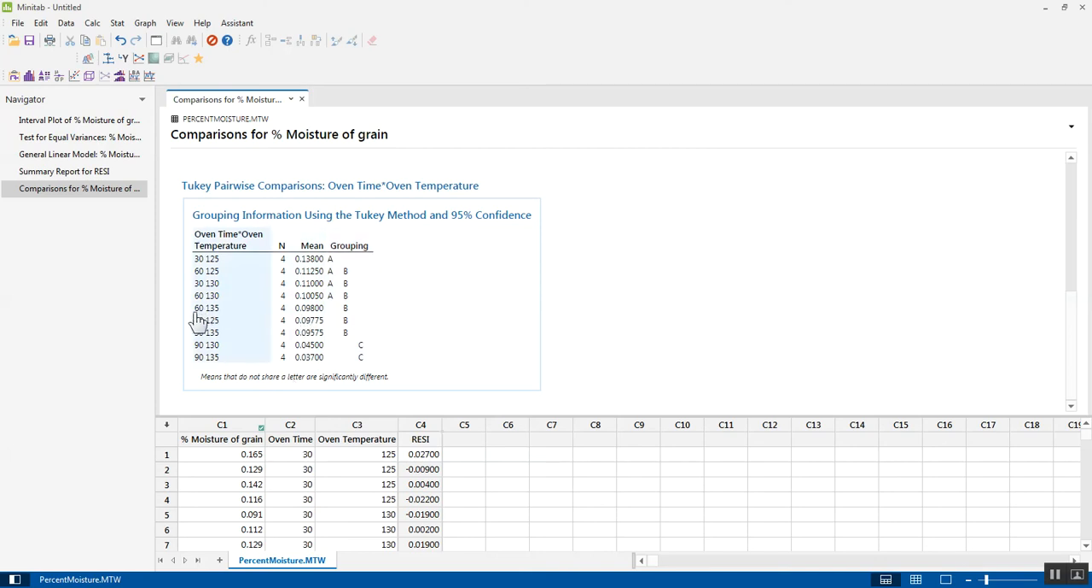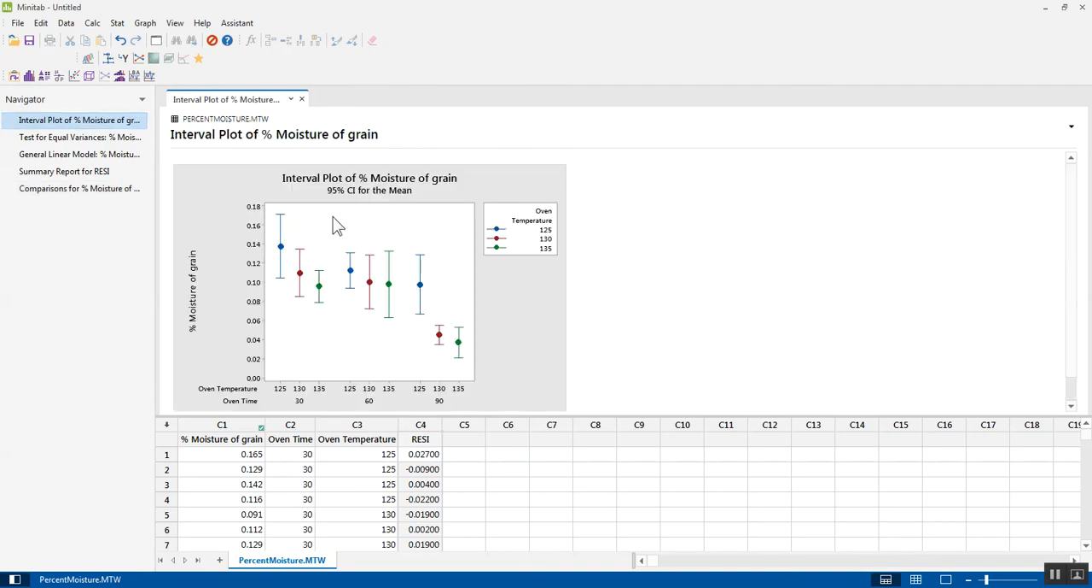So once we've got to 60 minutes at 135 degrees C, the mean moisture content becomes significantly lower than 30 minutes at 125 degrees C. Because all these share the letter A and B, they're not significantly different. So these B's here are significantly different to that single A on its own. It's once we get to 90 minutes at 130 and 90 minutes at 135 degrees C that we get a significantly lower moisture content. Those A's, B's and C's, I could then annotate those onto my interval plot.